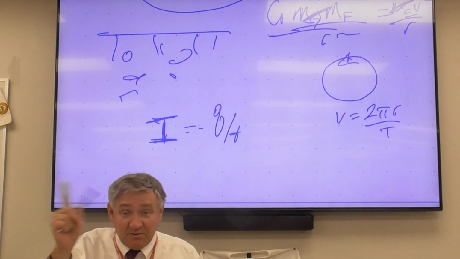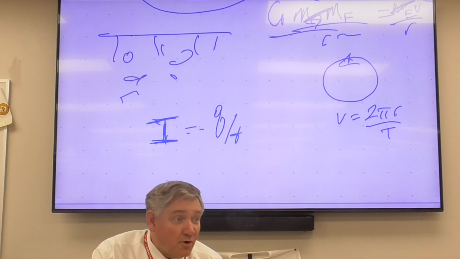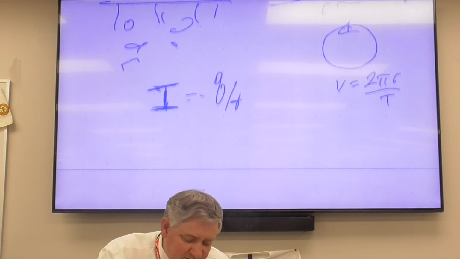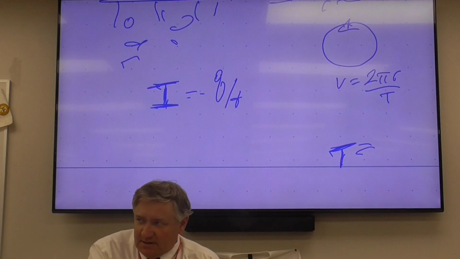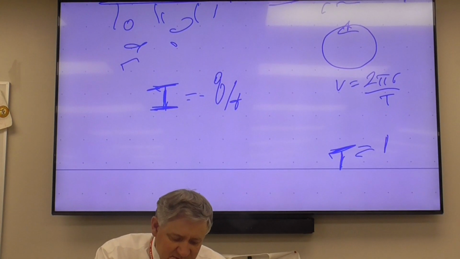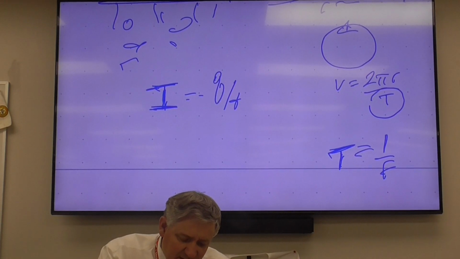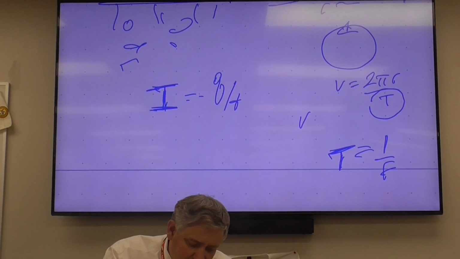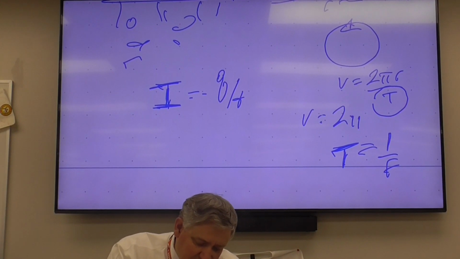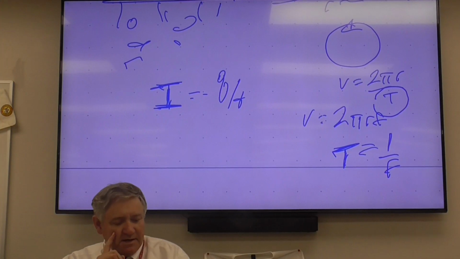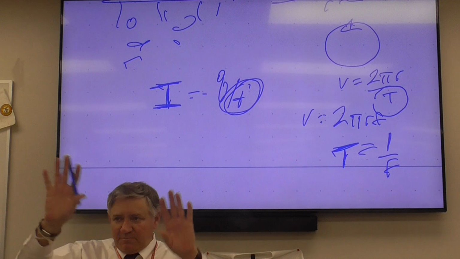Go back to that lab where you swung the rubber stopper around over your head. Now, older school yet, what's the relationship between period and frequency? They're inverses of each other, right? So if I substitute 1 over frequency in there, I can write that as 2 pi r f. This is just kind of general knowledge, 2 pi r f, right?